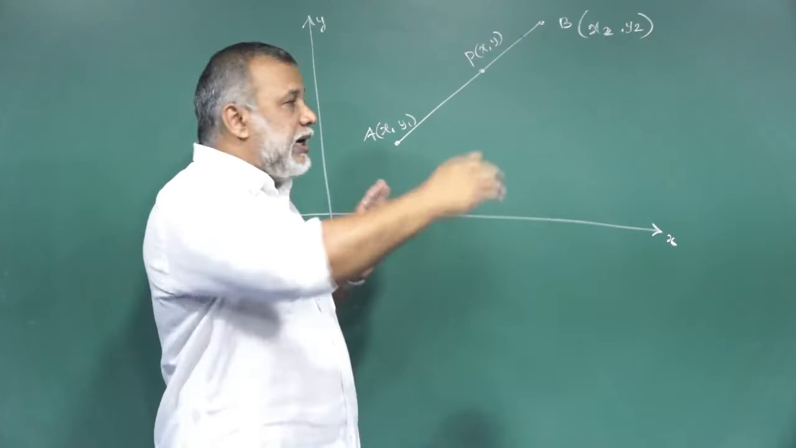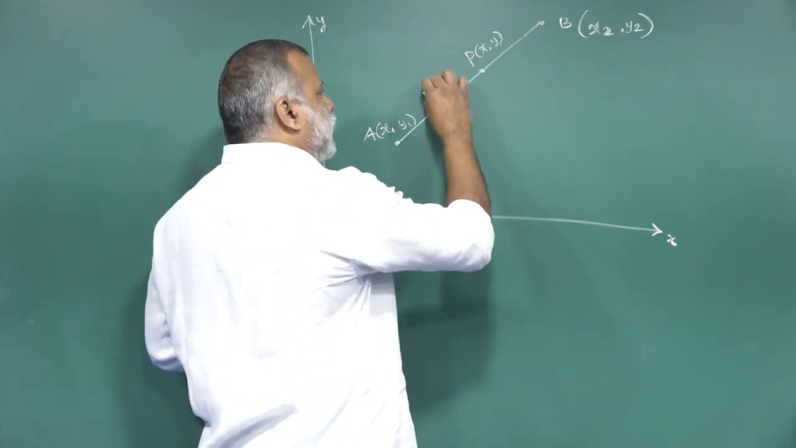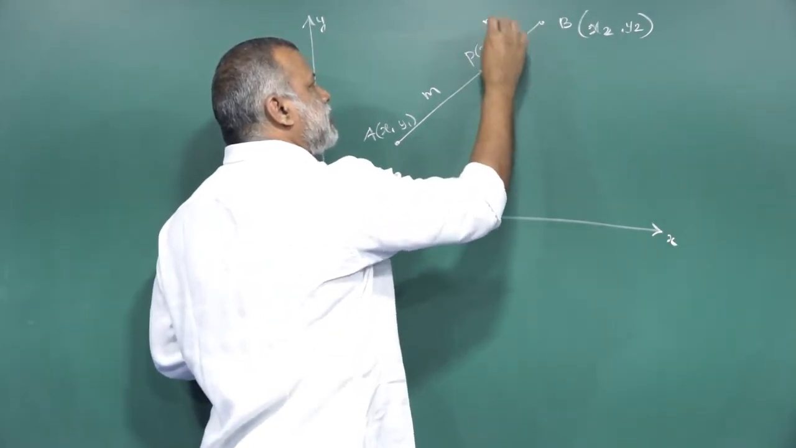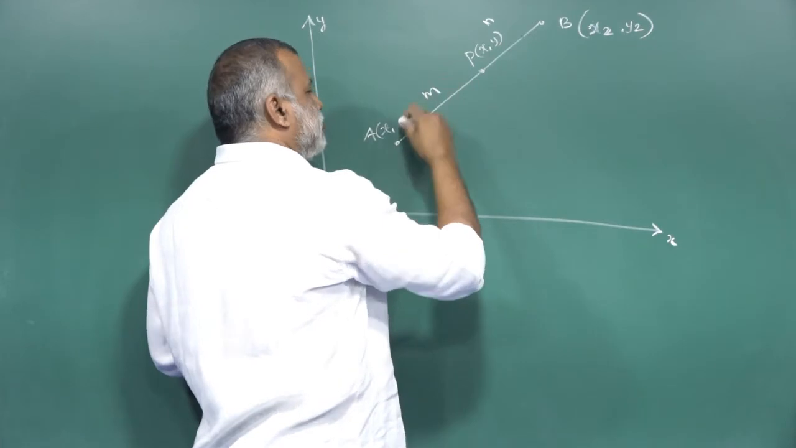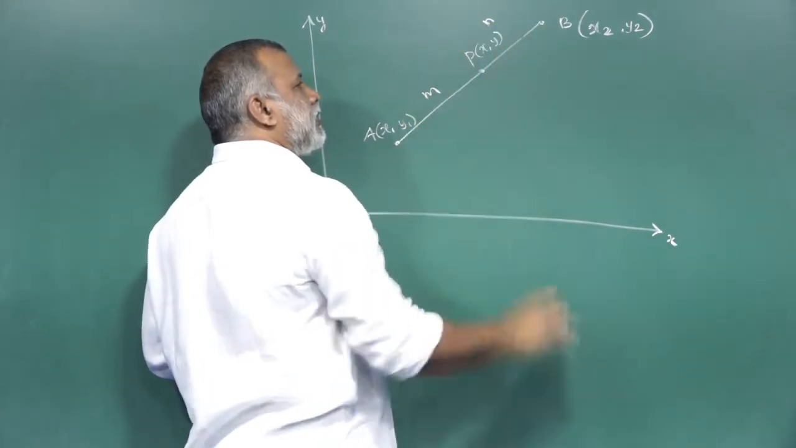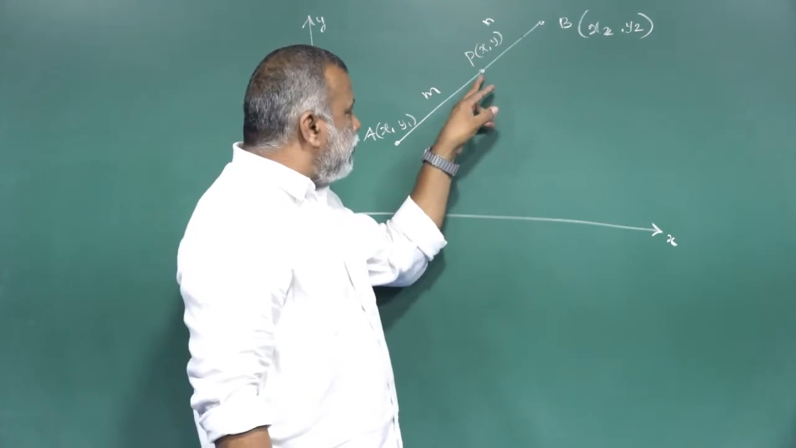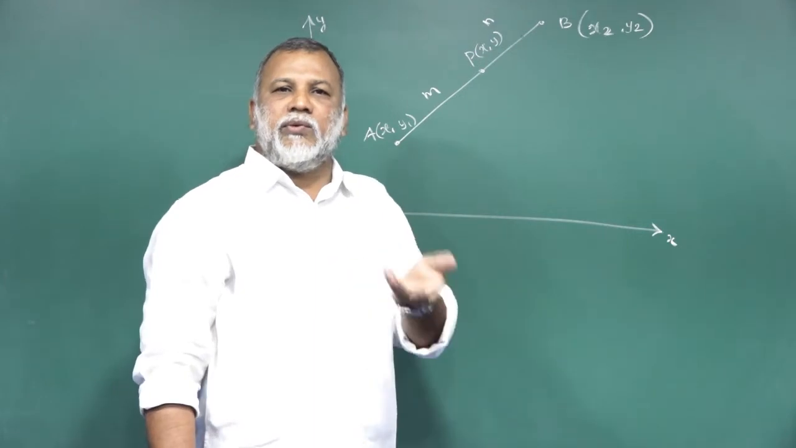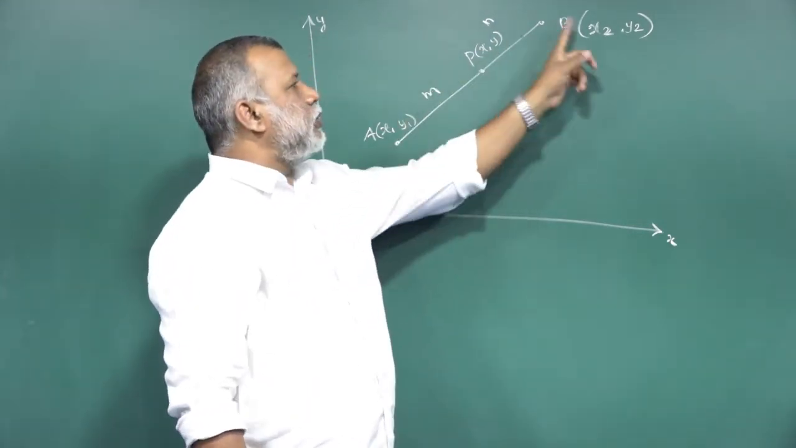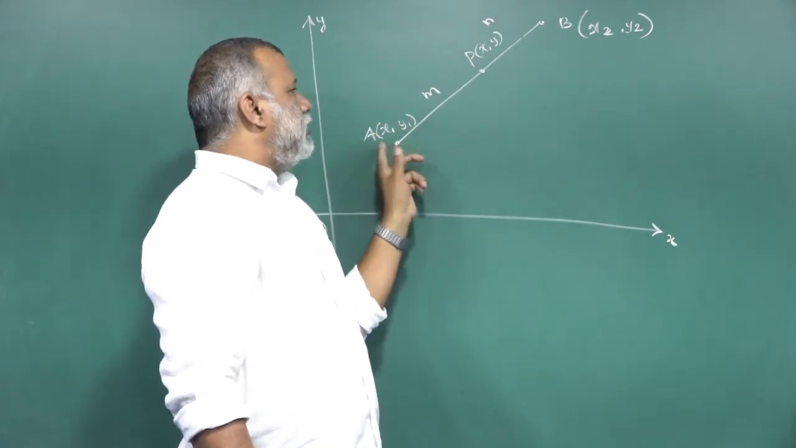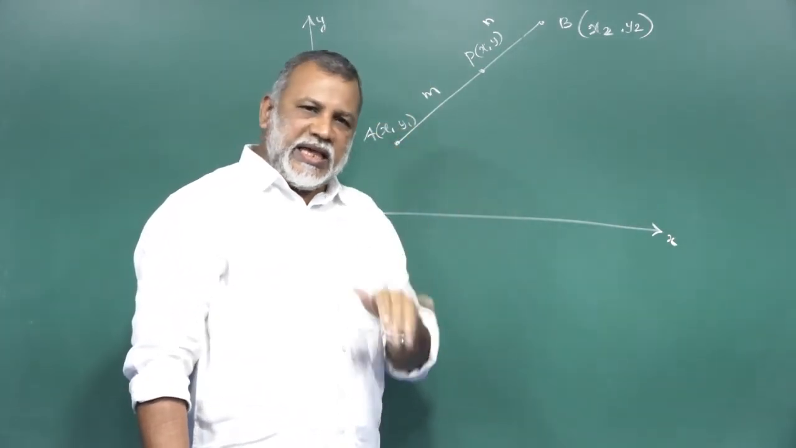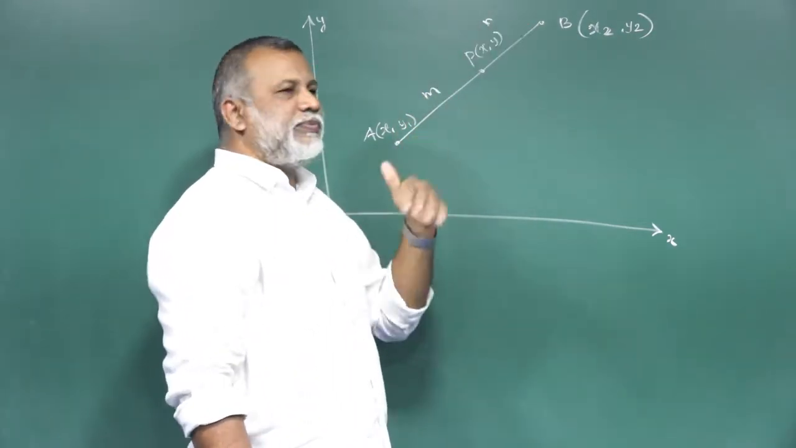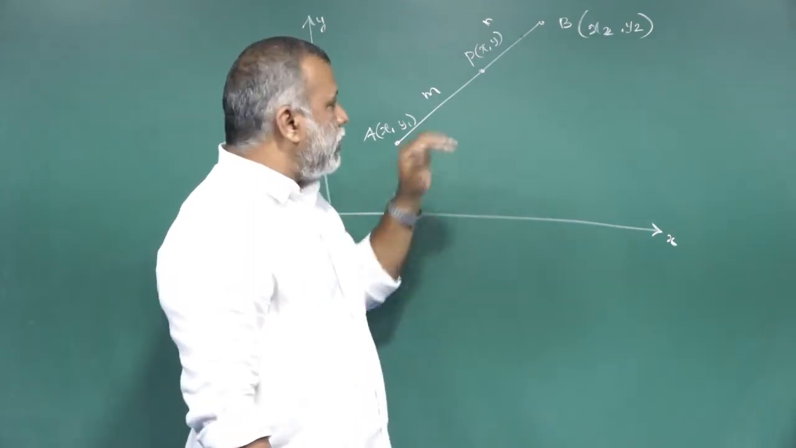So now P divides this line AB in the ratio m is to n. This value m up to this, again this value m. So now we are going to find out the coordinates of P. The coordinates of P, that means P equal to, we are already having mx2 plus nx1 divided by m plus n, and in the same way, my2 plus ny1 divided by m plus n. So now we are going to prove this one.